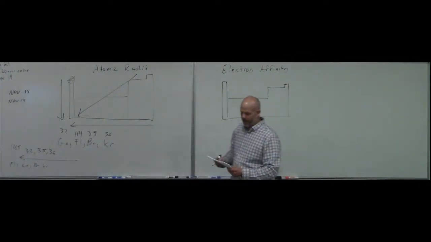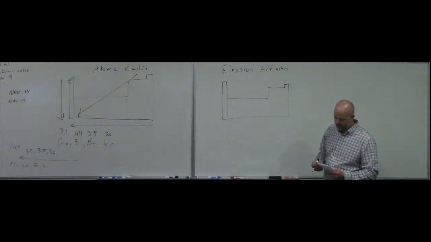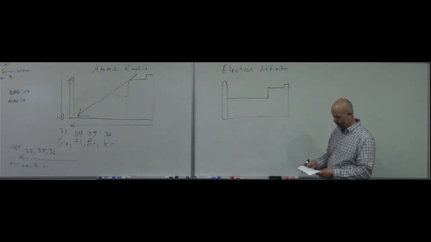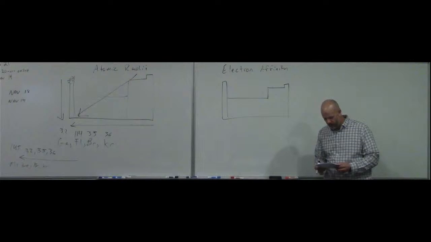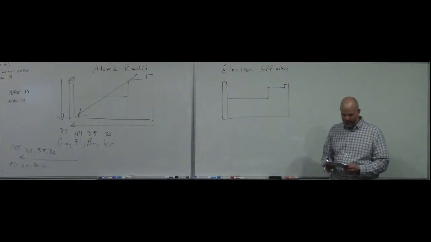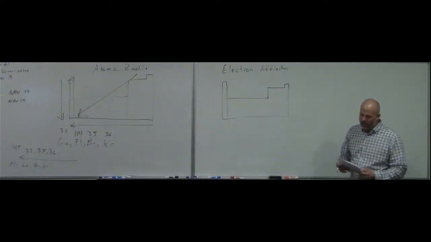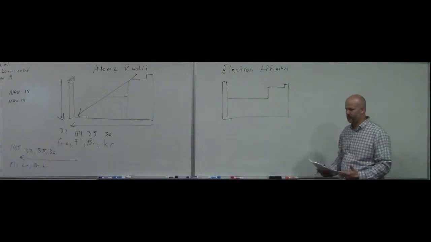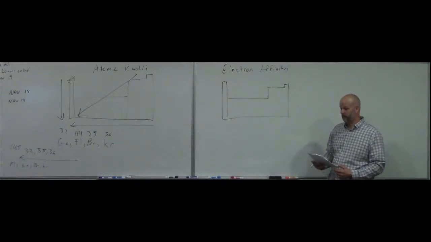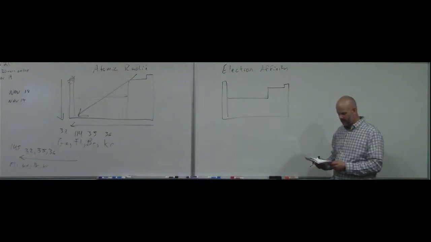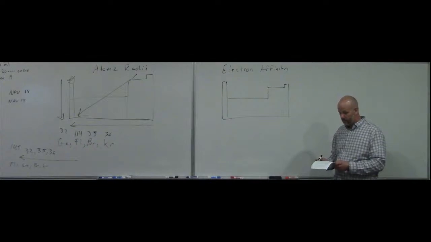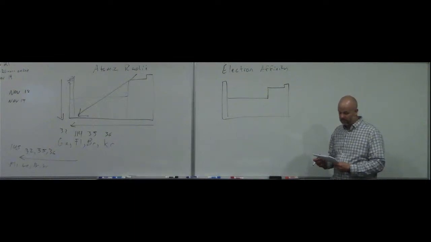All right. What do you need to know about electron affinities? We define electron affinity. Electron affinity is the energy change for the process of adding an electron to a gaseous atom to form an anion. Okay, so how much energy does it take for this thing to accept an electron? Okay. Form a negative ion. All right.